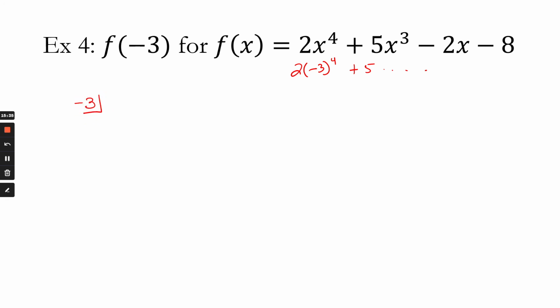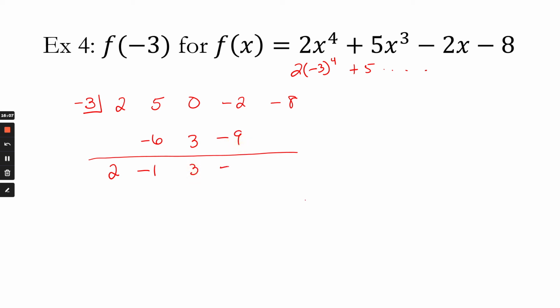So we're going to put the number in the box. We're going to put our coefficients across the top. So 2, 5. Now, I notice there's no x squared, so I do need to put a placeholder, 0, -2, -8. Right, now, I'm going to go through this a little bit quicker so that you see the cool part of this problem. All right, so we bring down 2, multiply down and around, multiply, add, multiply, add, multiply, add, and there you go. So once you have these set up, they go really, really fast.